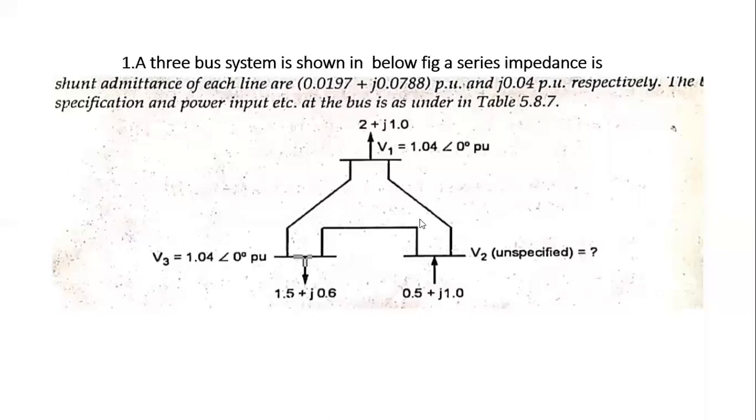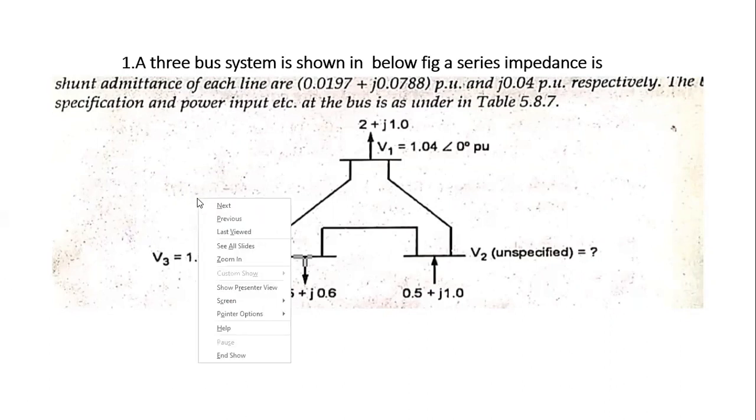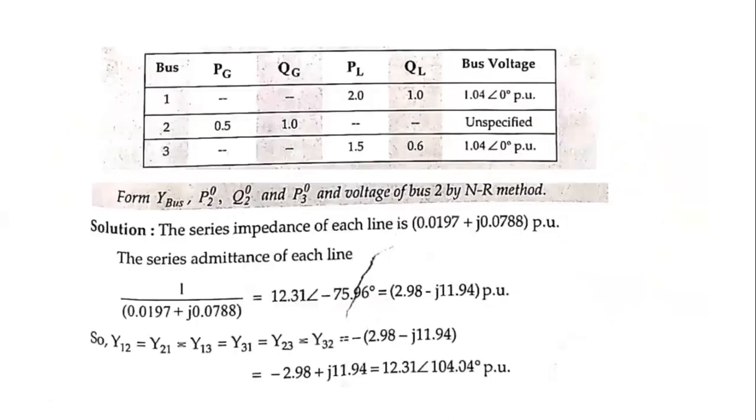This is the given single line diagram. These are the 3 buses: bus 1, bus 2, bus 3. And then the line data is given in the table. This is the line data, for the 3 buses 1, 2, 3.